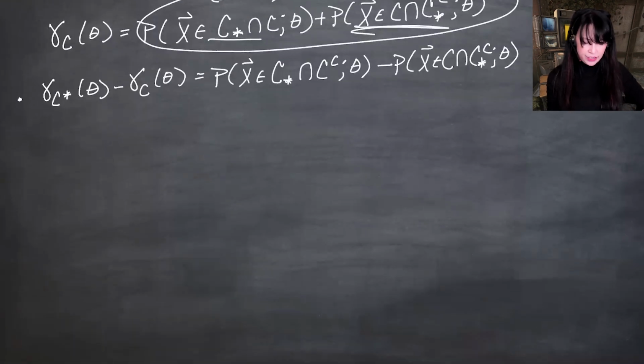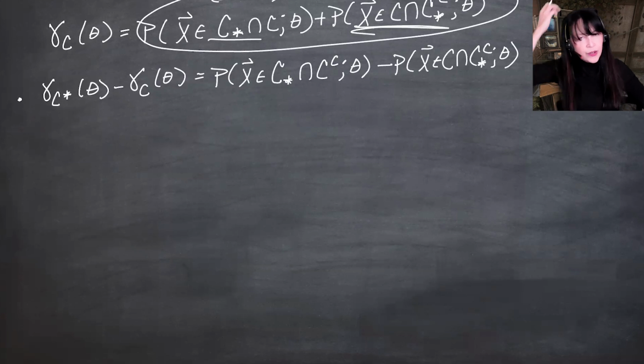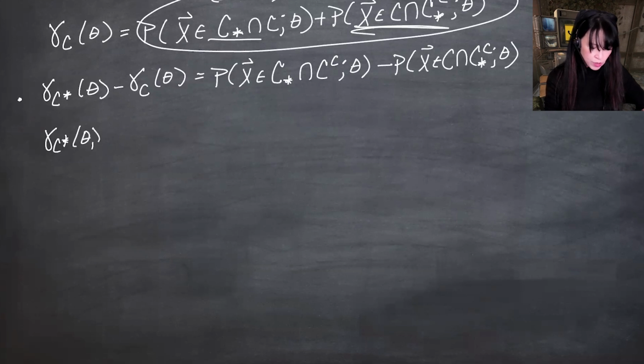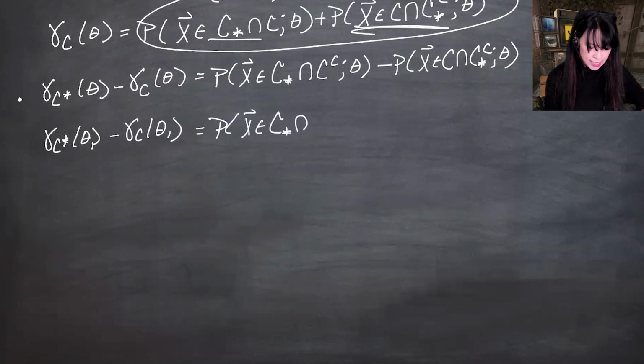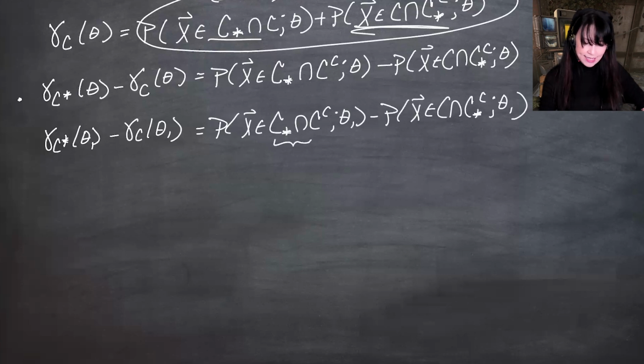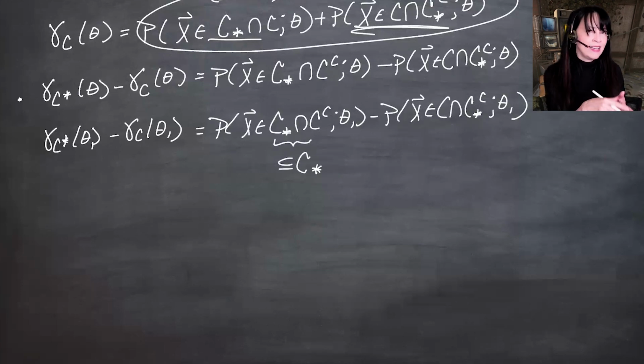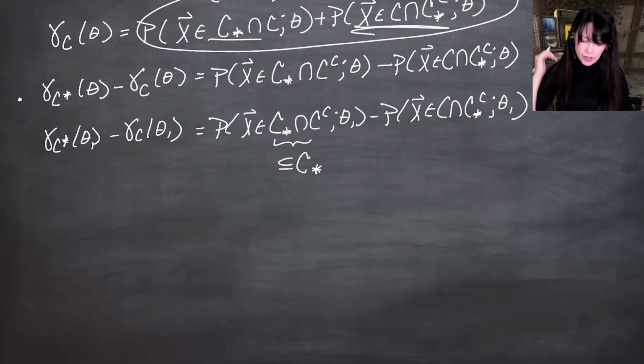So maybe I should have done theta 1s, but I have a reason for holding off. In the next line, I'm going to plug in theta 1s. So let's put in theta 1 for both of these thetas. This is a set, and it is, because it's C star intersected with the complement of C, contained in C star. This is like the A set I was talking about earlier.